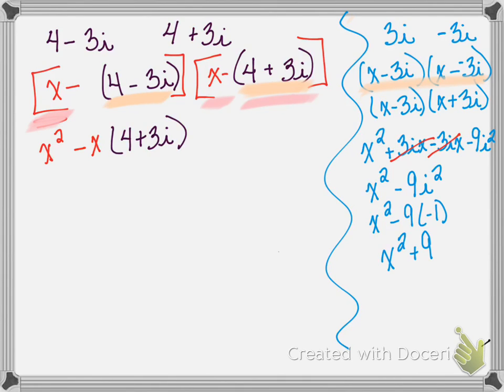Okay, now I'm going to deal with my inner terms. Okay, so I've got minus (4 minus 3i), and I'm going to multiply that times x. Okay, so I'm going to write my x, and that's going to be negative because our x minus.